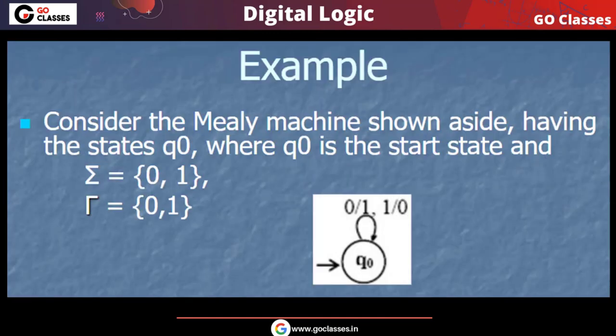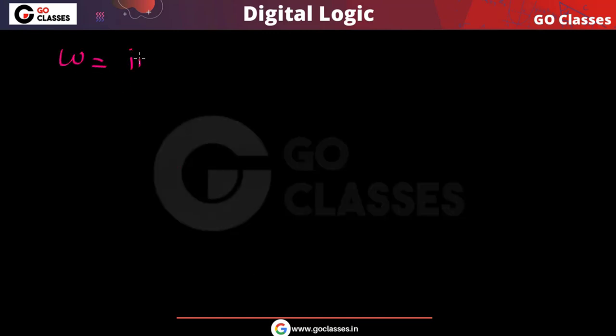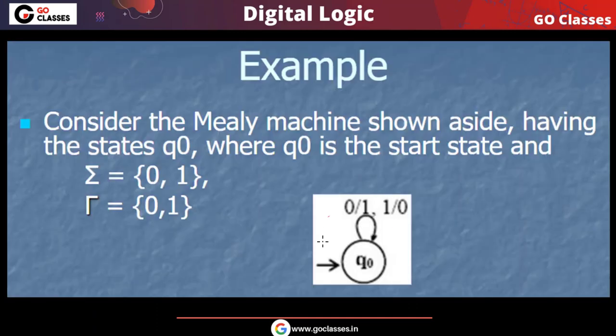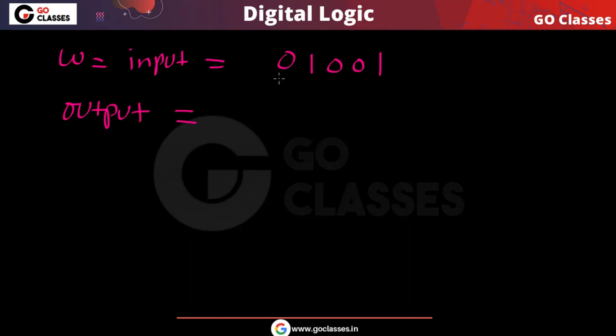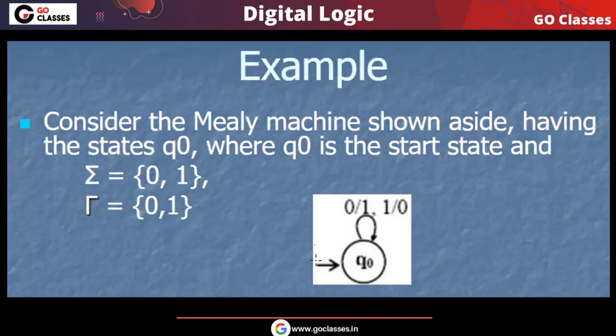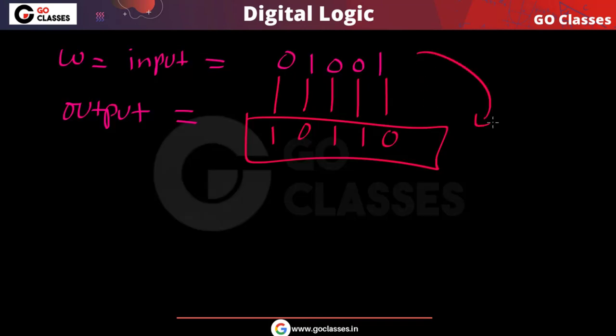For example, let me assume that your input is 01001. Then what will be the output? Because only one state is there, no other state. If the input is 0, output will be 1. If the input is 1, output will be 0. So input 0, output 1. Input 1, output 0. Input 0, output 1. Input 0, output 1. Input 1, output 0. So can you notice, this machine is basically doing the 1's complement.